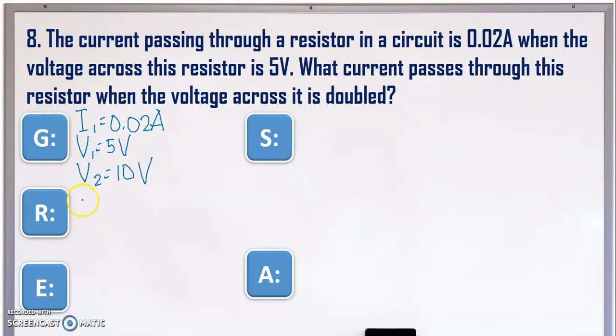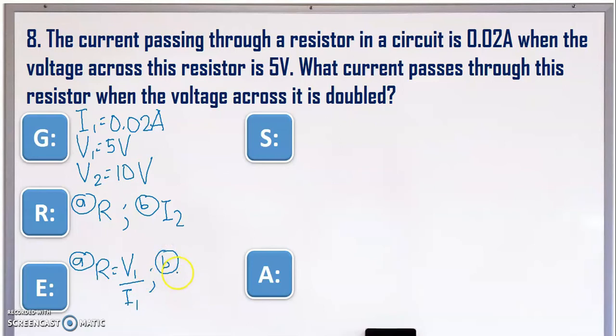The actual required quantity for this problem is the current. But before we compute for that, we have to compute first for the resistance. The equations that we have to use are the following. In computing for the resistance, we have to divide the initial voltage by the initial current. And after we get that, we have to compute for the current, and that is the final current is equal to the final voltage divided by the computed resistance.